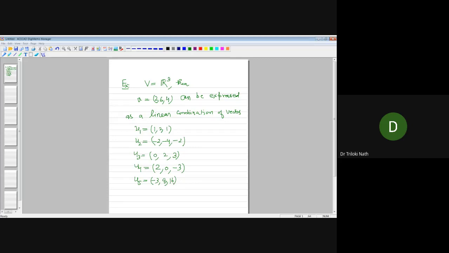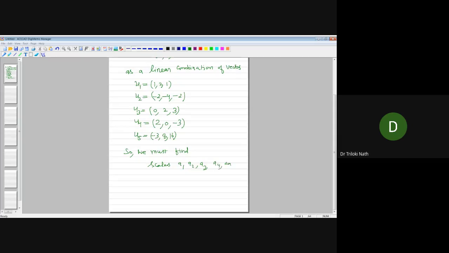Okay. So if this vector V can be expressed as a linear combination of the vectors, that means we must find scalars A1, A2, A3, A4, and A5 such that V can be written as the linear combination A1U1 plus up to A5U5, right?